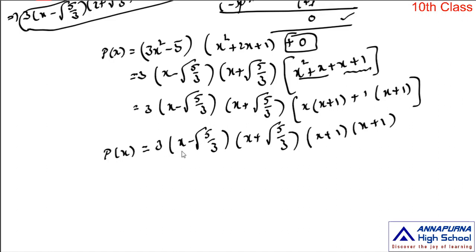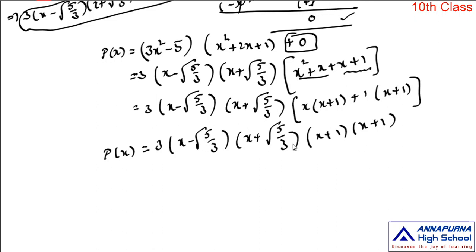Here observe the product: 3 into x minus root 5 by 3 into x plus root 5 by 3 into x plus 1 into x plus 1. So 3 is a constant factor, leave it. x minus root 5 by 3 is one linear polynomial, x plus root 5 by 3 is another linear polynomial, x plus 1 is one linear polynomial, x plus 1 is another linear polynomial. That means we express the fourth degree polynomial as a product of 4 linear polynomials.